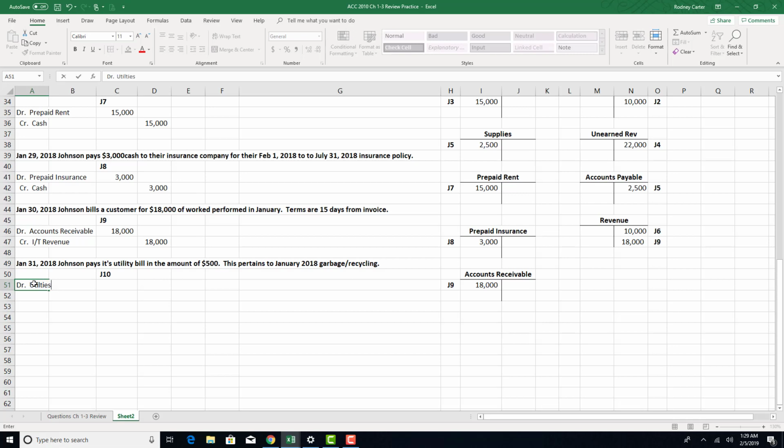Utilities expense, credit, cash. Why? Because we paid the utility bill for $500. Pertains to January. $500, $500.